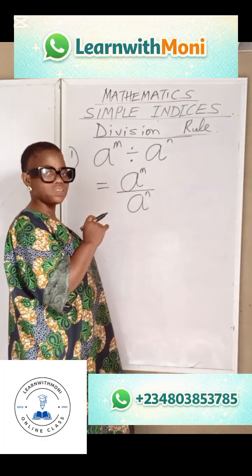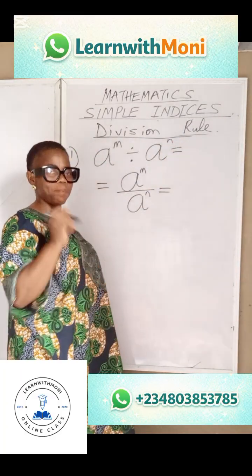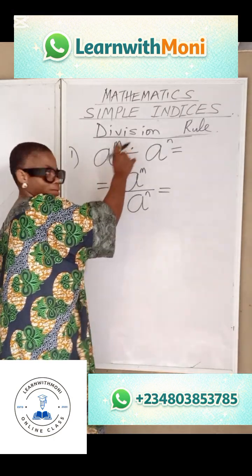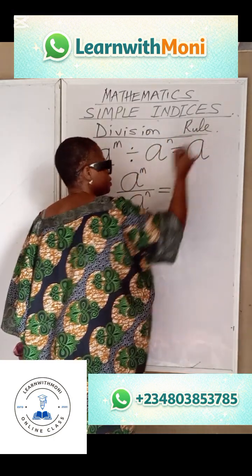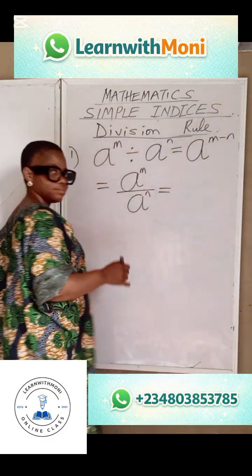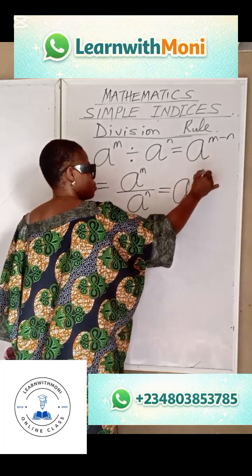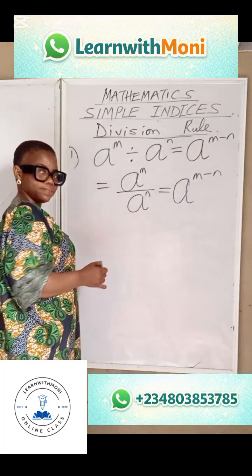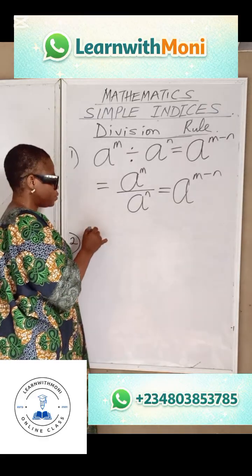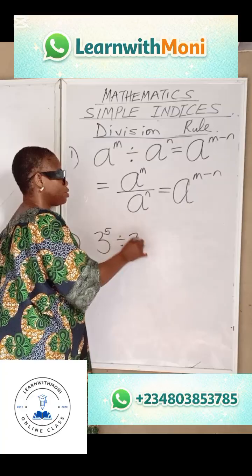And the division rule says that when you have this situation, you subtract the powers. When the bases are the same and you are dividing, you subtract the powers. This is a raised to power m minus n, the same thing as we have here, a raised to power m minus n. Look at this numerical example where I have 3 raised to power 5 divided by 3 raised to power 3.